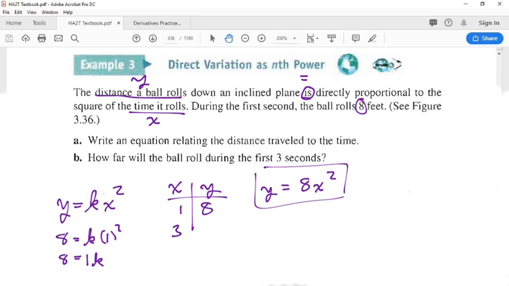All right, so we're just plugging in 3 and trying to find what the distance is. If I plug in 3 to that x, then I'm going to get 9 times 8. 3 squared is 9. And that means my y is going to equal 72. And that's your other answer. 72, is it feet? Let's see, directly proportional, 8 feet. Yep, feet. So feet. Cool.